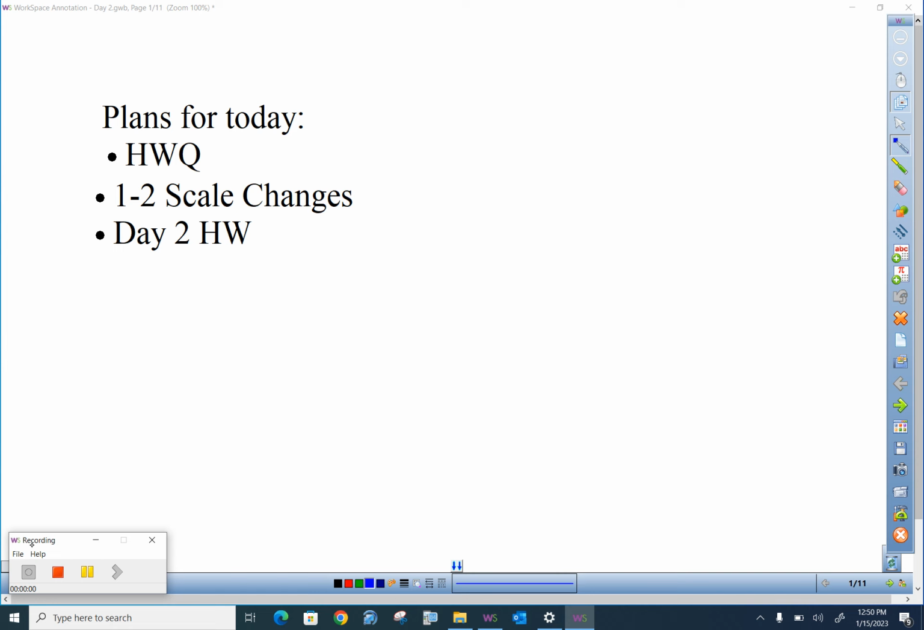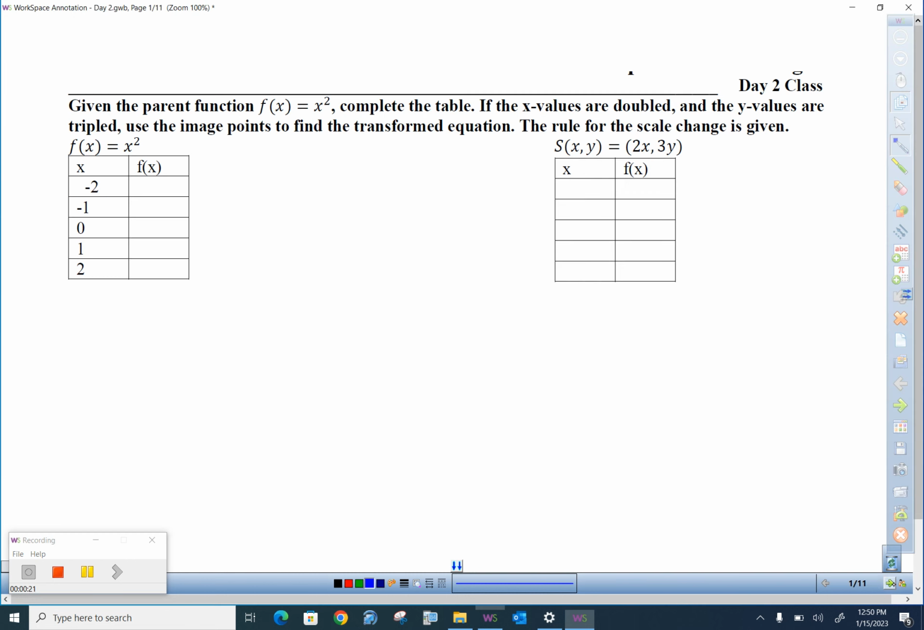All right, today we're going to talk about scale changes, so you're going to want your note card out again. We focused on translations and talked about a translation rule, and today we're going to talk, very similarly, about scale changes and how they work in the equations using that generic function and some different parent functions.